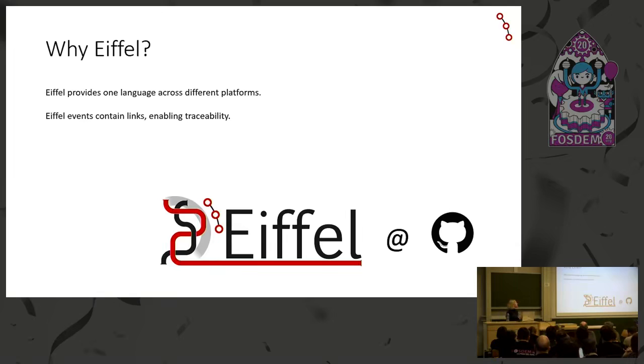And one thing I liked about Eiffel is that it provides one common language across different technology stacks, across different tools you might use. So you can base visualization tools on the events in this data, for example. And what's also important is the links between the events. It enables traceability, so you can follow a complete pipeline. You know what has happened to your software, and you know where it might go even further downstream.